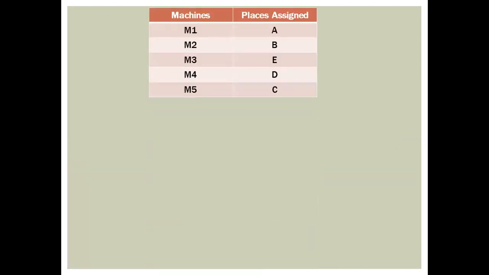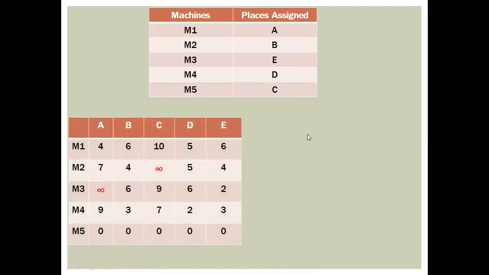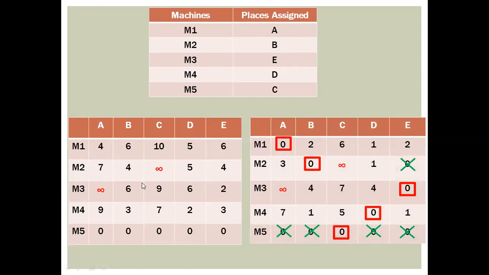So this will be your final table. M1 is given A, M2 is given B, M3 given E, M4 D, and M5 C. This was your original question. And this was the answer that you derived. So here we had to find out again the minimum cost. The minimum cost on comparing, you get rupees 12.